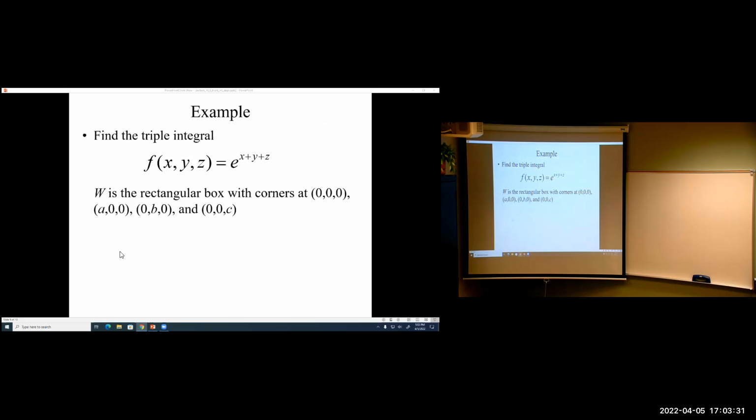This one is actually the easy case, because our region is just a rectangular box with corners at (0,0,0), (a,0,0), (0,b,0), and (0,0,c). So our limits are 0 to a, 0 to b, 0 to c, and the order really doesn't matter. We can put those in any order we want. As far as doing the integration, it's the same thing you were doing with double integrals. It's just that now you have to be even more careful, because you're going to be integrating a third time, and your inside limit can now be a function of two variables. It can be, it doesn't have to be, instead of just one.